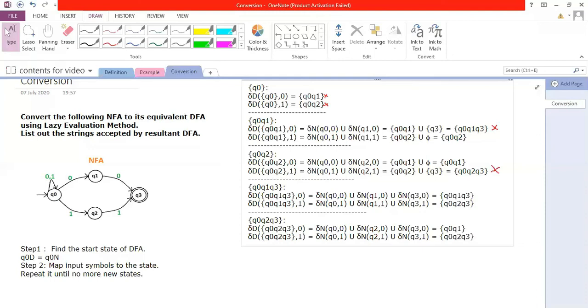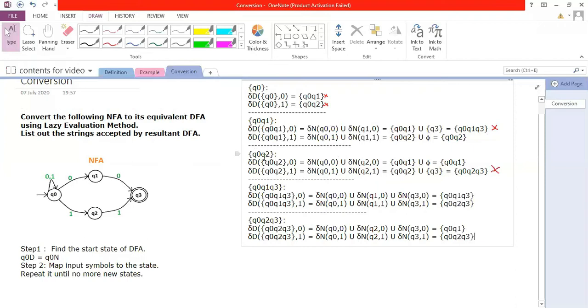Just go through the transitions once again. I am just repeating it. If there are any clashes or mistakes, we can correct them. q0 with 0 is q0 q1, yes. q0 with 1 is q0 q2, yes. Then you take q0 q1 as one state and check the transition separately. So q0 q1 with 0: q0 with 0 is q0 q1, q1 with 0 is q3, so it is q0 q1 q3. Similarly, q0 q1 with 1: q0 with 1 is q0 q2, yes, but there is no transition from q1 with 1, so it is null, so it is q0 q2.